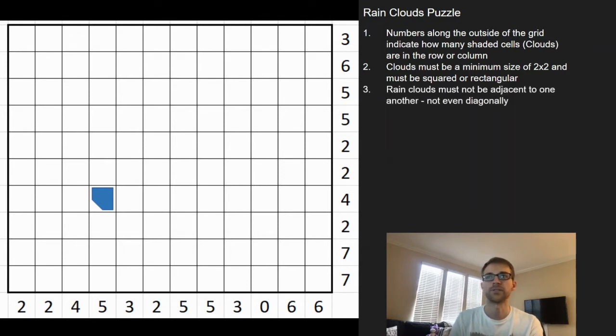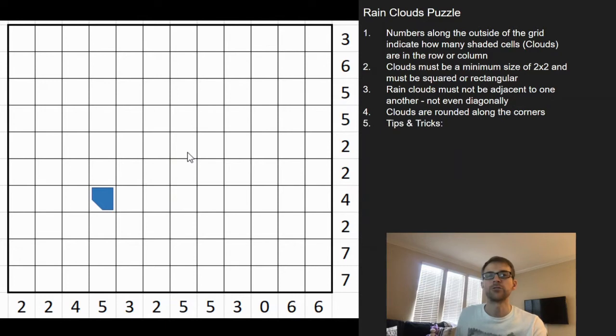The rain clouds must not be adjacent to one another, not even diagonally, and clouds are rounded along the corners. And that last part is important because sometimes they'll give you a clue to start off with. Like in this example, they've given us a cloud segment here, and we know that that is the bottom left corner of the cloud. So you couldn't have the cloud look like that, but the cloud could be a 2 by 2 like that, or it could be a 2 by 4 or 4 by 3. But we know that that is the bottom left corner of the cloud.